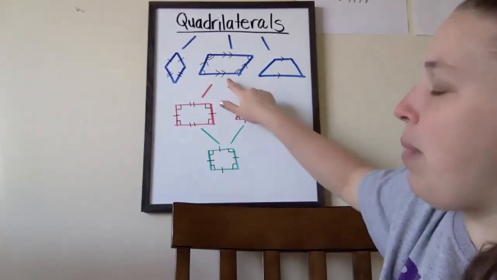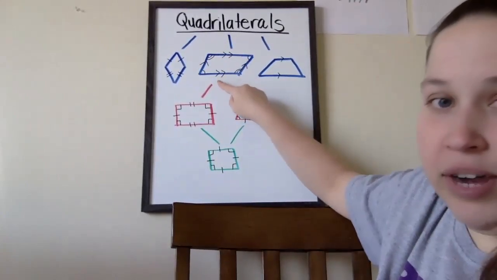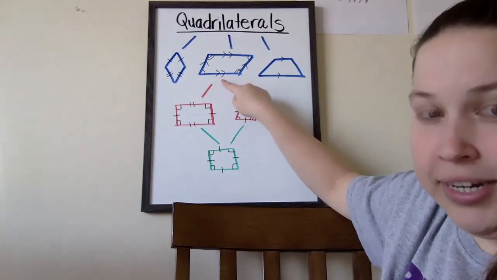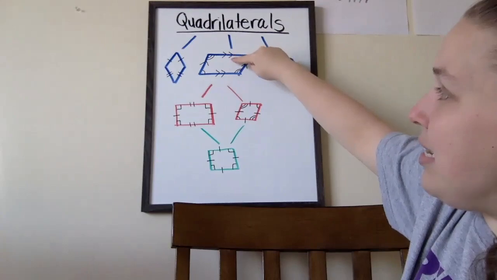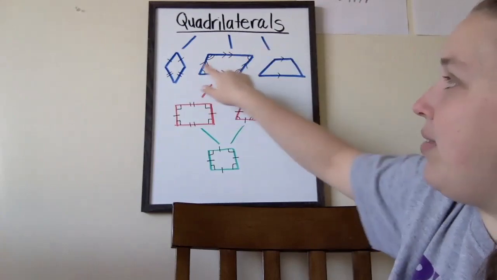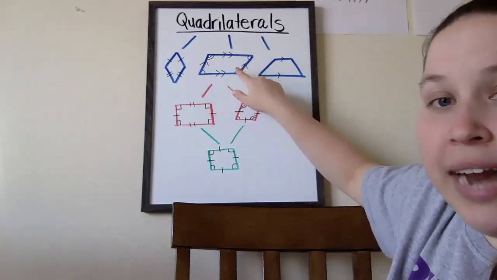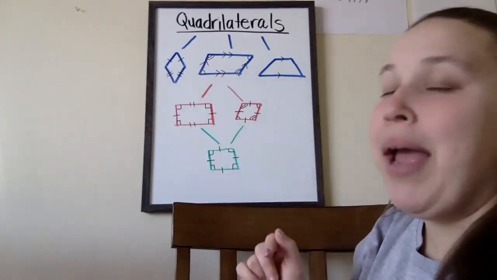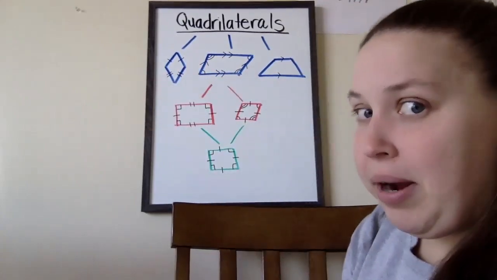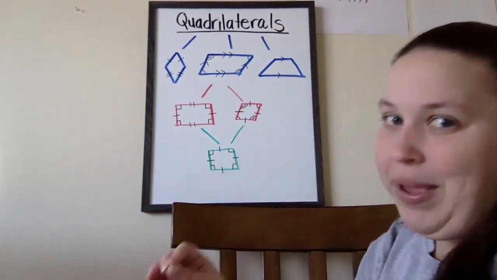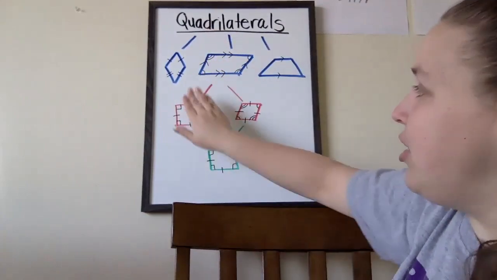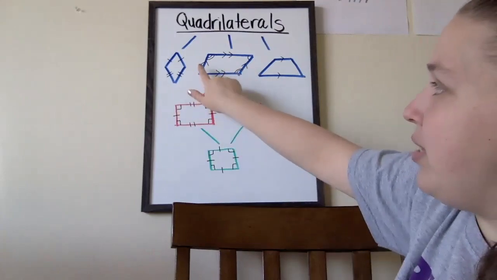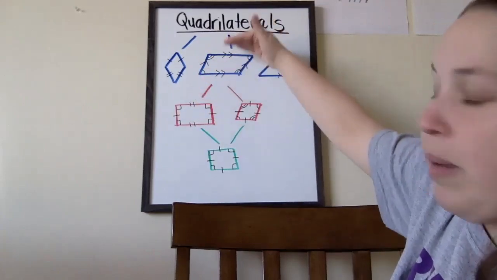But looking over here at my parallelogram, I don't have straight lines. I have arrows that go through it. If you notice, this line and this line have the same 2 arrows, and these two have the same 2 arrows. So if you see an arrow, that means it's parallel. We know the parallelogram has 2 pairs of parallel sides. The opposite sides are parallel. These 2 are parallel and these 2 are parallel.